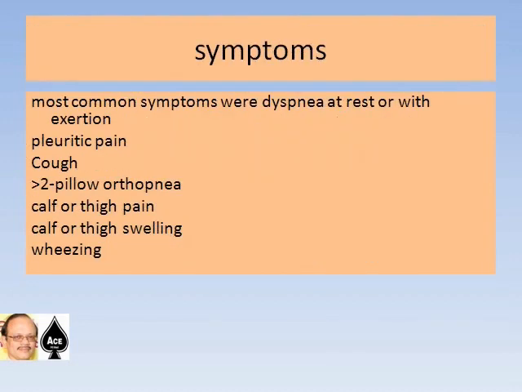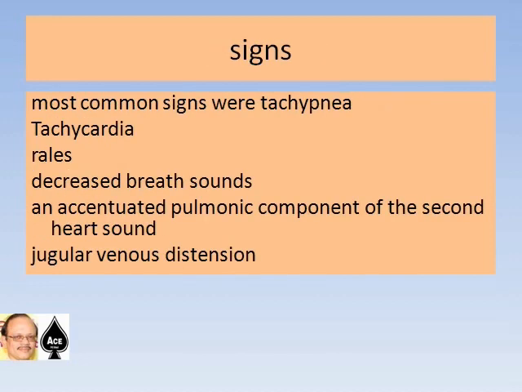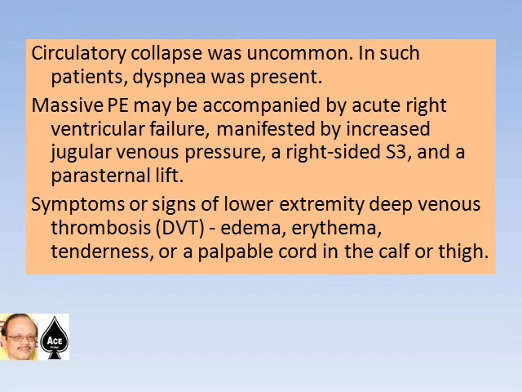The most common symptoms were dyspnea at rest or with exertion, pleuritic pain, cough, more than two-pillow orthopnea, calf or thigh pain, calf or thigh swelling, and wheezing. The most common signs are tachypnea, tachycardia, rales, decreased breath sounds, accentuated pulmonary component of the second heart sound, and jugular venous distension. Circulatory collapse was uncommon in such patients.